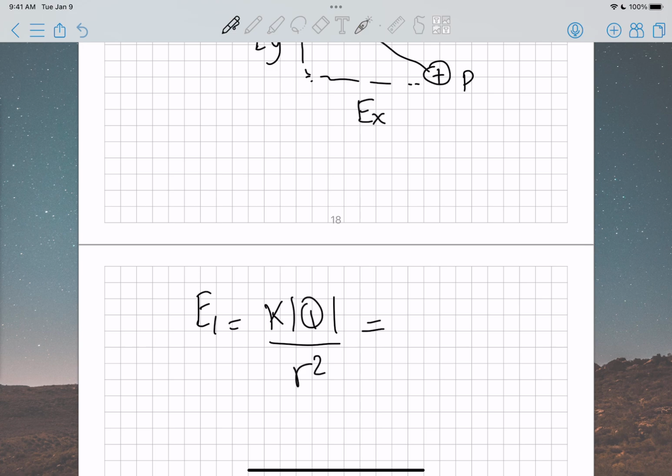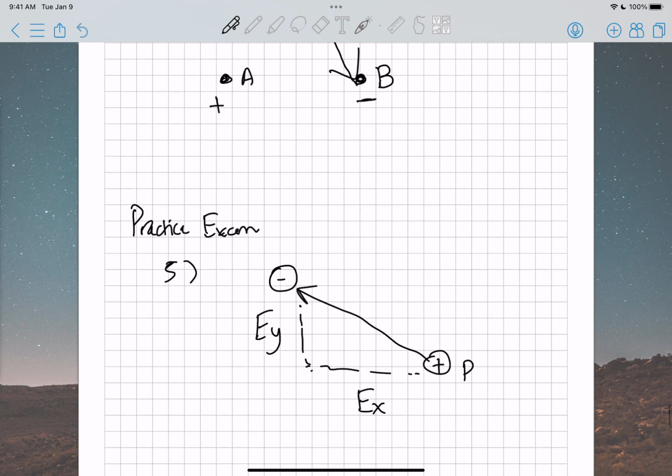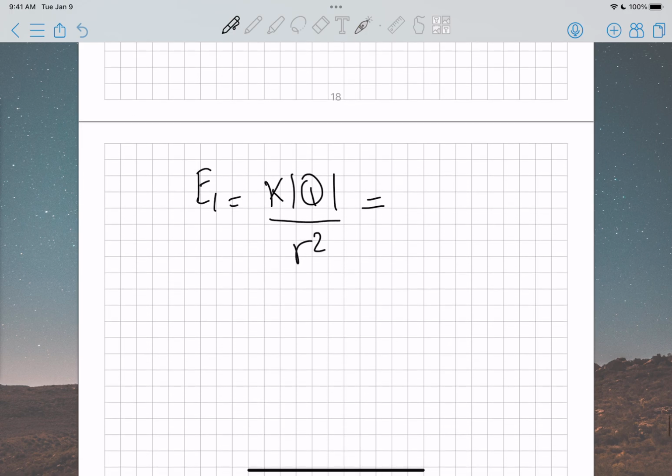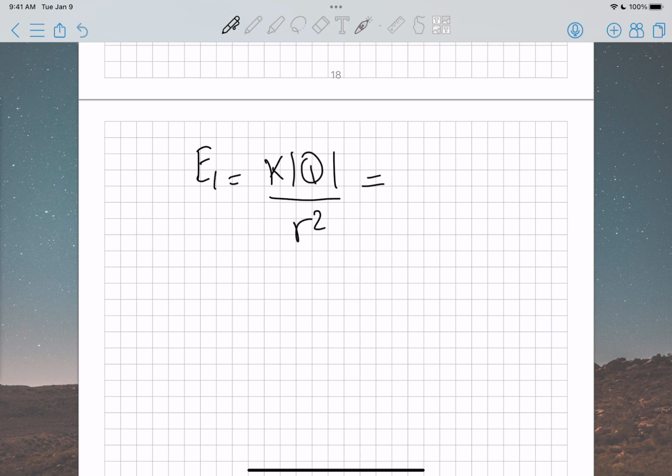Our Q would be that Q1 value, and then your R would simply just be the direct distance between the Q and the point, right? And they told us that this vertical distance was 3 centimeters and this horizontal distance was 4 centimeters, my bad. And so you can use Pythagorean theorem to figure out the direct distance, which should be 5, right? So 5 centimeters should be that direct distance, and that's what you plug in for your R. But make sure that it's in meters, obviously.